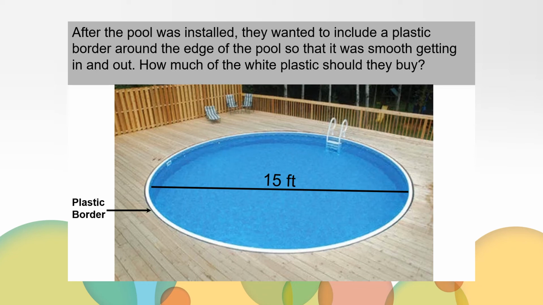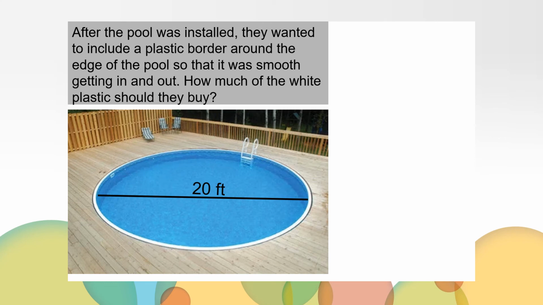Let's think. What do we need to do to figure out how much plastic border the Sanchezes will need to buy? Well, we know that if we're going to find the border, that means we're measuring the distance around the outside of the pool. We already know that that distance is called the circumference when we're talking about circles. To be able to solve this problem, we're going to need to find the circumference of the circular pool. You might remember that circumference equals pi times diameter.